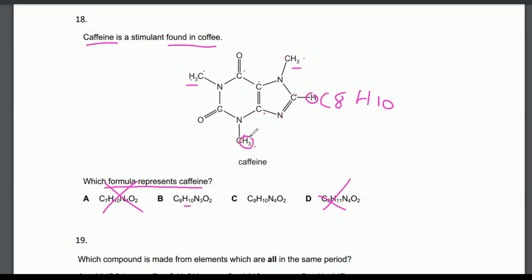Okay, now let's count up how many nitrogens are there. B has 3 nitrogen and C has 4. I can see there are 4 nitrogens here. So the answer is C, not B. The correct answer is C, and all of those have 2 oxygens. So yeah, there we go.